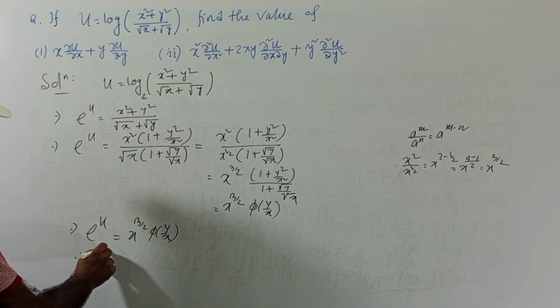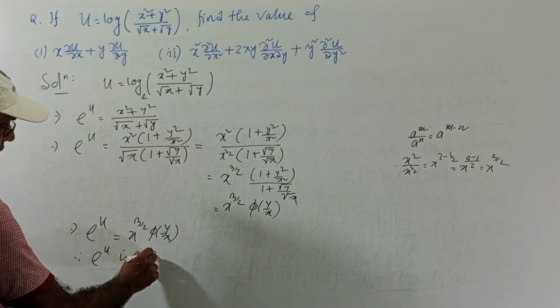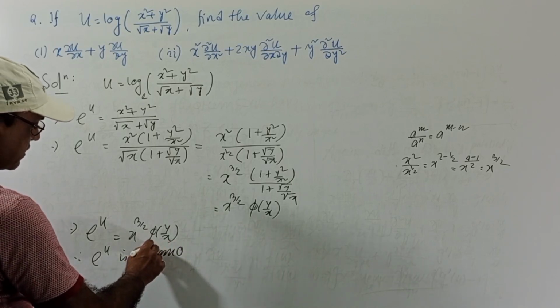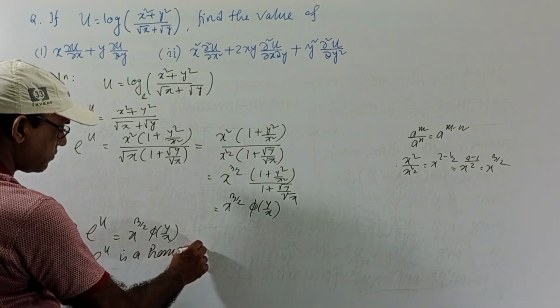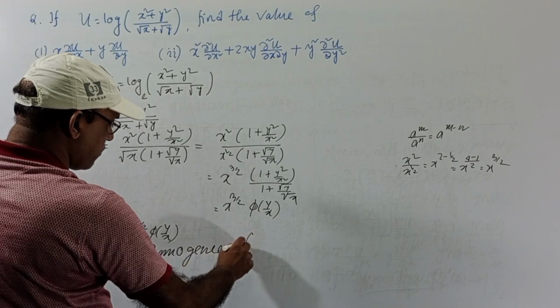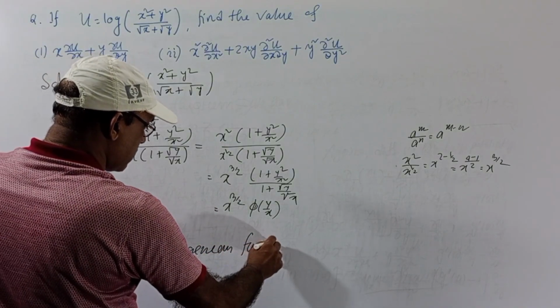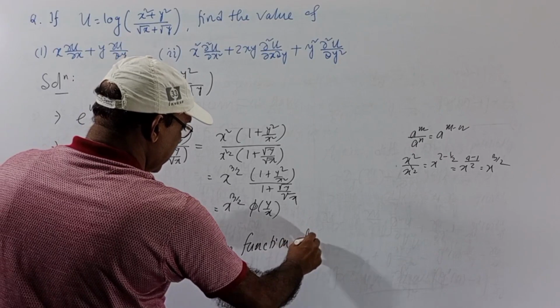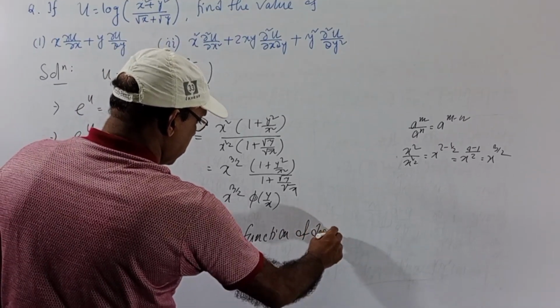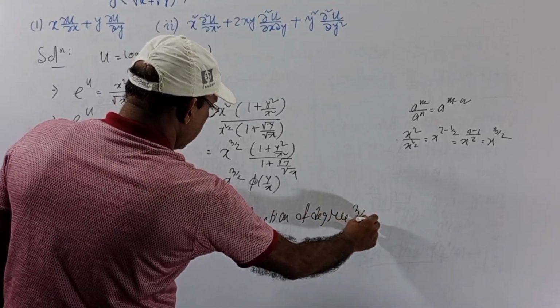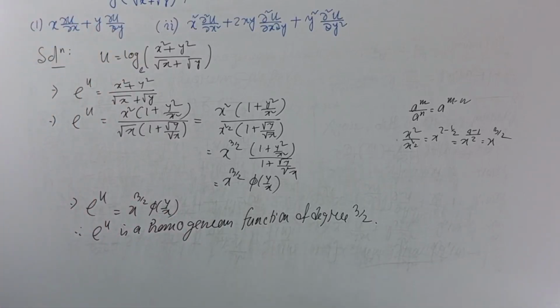Therefore e to the power u is a homogeneous function of degree 3 by 2. So we get this one.